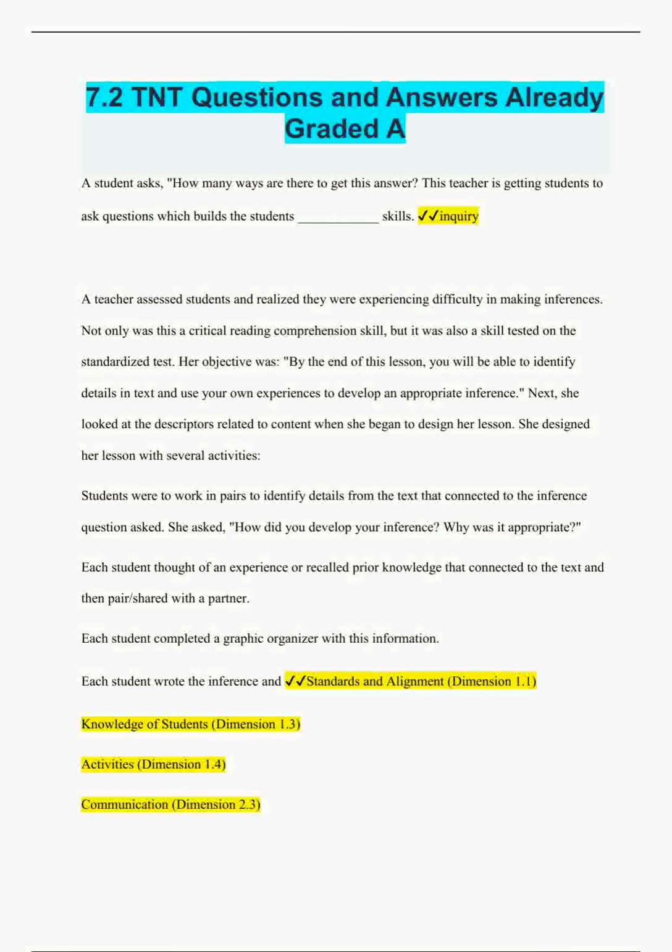Knowledge of students, dimension 1.3. Activities, dimension 1.4. Communication, dimension 2.3.